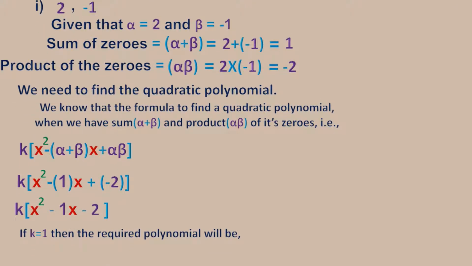So here if we take k value as 1, then we get the required polynomial as x square minus x minus 2. So to find the quadratic polynomial when we have two of its zeros, first we need to find the sum of the zeros and the product of the zeros, and then we use the formula k into x square minus alpha plus beta into x plus alpha into beta to find the required polynomial. Now let us see the second problem from this bit.